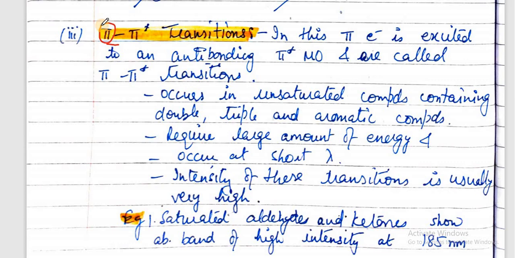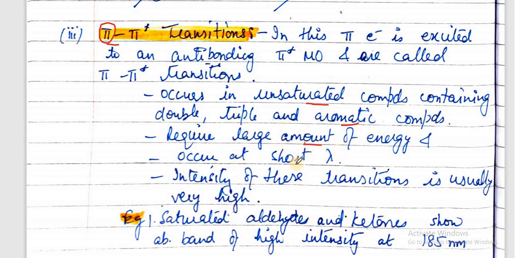Multiple bond means double or triple bond. In this, a pi electron is excited to an antibonding pi star molecular orbital, and these are called pi to pi star transitions. As we know, pi electrons are present in unsaturated compounds, so these occur in unsaturated compounds containing double, triple and aromatic compounds. Aromatic compounds also have double bonds, and these require a large amount of energy.